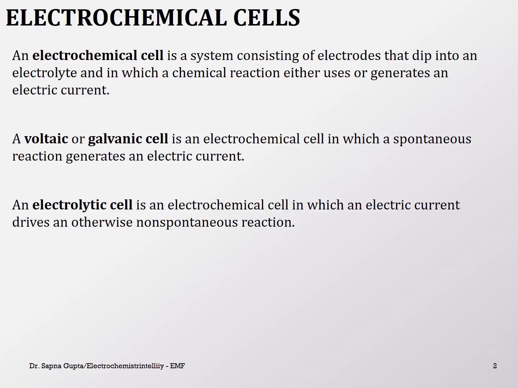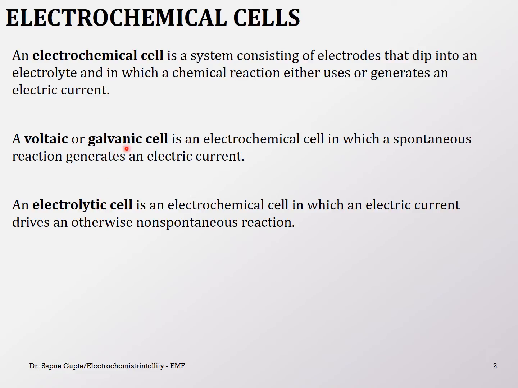So electrochemical cells, what are these? These are any kind of system that has electrodes dipping into an electrolyte, and a chemical reaction occurs where there is some sort of electrical current produced or required, and then there is a redox reaction that goes on. So those are electrochemical cells in general. There are two kinds of electrochemical cells. One is called the galvanic cell or the voltaic cell, and the other one is called the electrolytic cell.